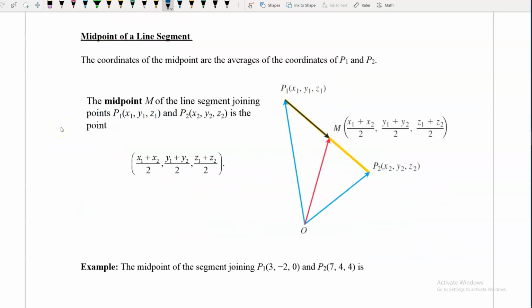Now here on this part we have the midpoint of a line segment. The coordinates of the midpoint are averages of the coordinates of P1 and P2. So the midpoint M of the line segment joining points P1 and P2. For P1 we have x1, y1, z1, and for P2 it is x2, y2, z2. So we are going to add the first component x1 plus x2 and then divide by 2. And for the second component, y1 plus y2 and then divide by 2. And do the same thing for the third component, we have z1 plus z2 divided by 2. This is what we have for the midpoint.